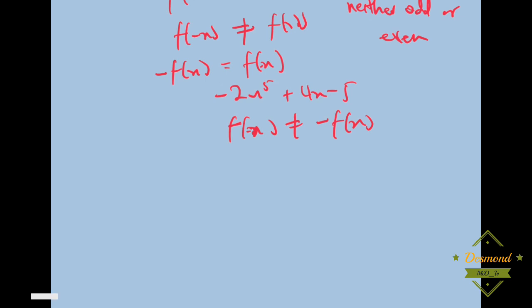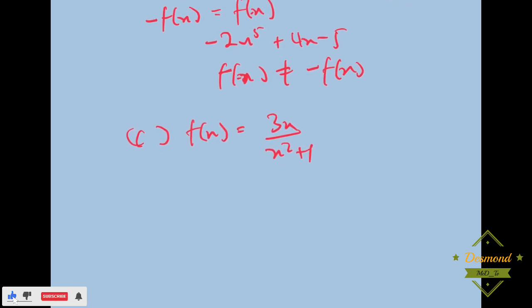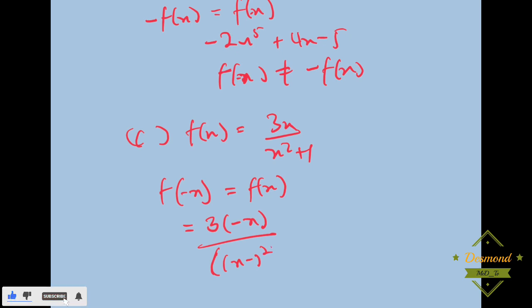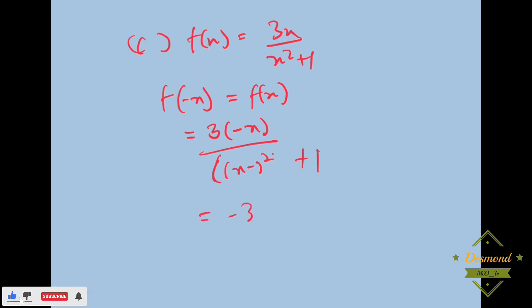Now let's look at the last example so that we can understand it very well. So let's look at this one. f of x is equal to 3x over x squared plus 1, right? With this, let's test the even function first. An even function is when f of negative x is equal to f of x, right? So with this one, we'll get 3 times negative x over negative x squared, then plus 1. So when we do this, we should get negative 3x over x squared plus 1, right?